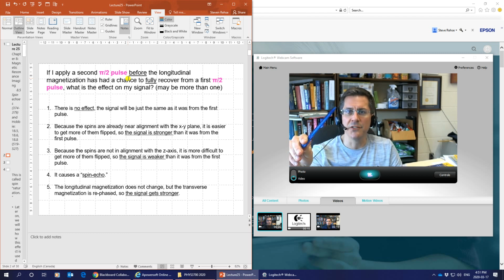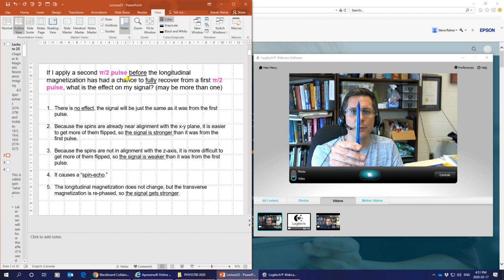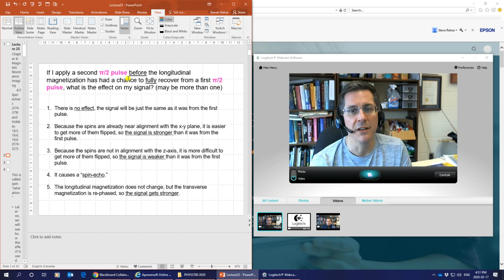Now, if you just leave the thing alone, then eventually that magnetization is going to come right back up to where we started, and it's pointing up towards the ceiling in z. But what I'm asking in this question is, you hit it with pi by 2, and if you don't give it a chance to recover, and then you hit it with another pi by 2 pulse right away, what's the effect on the signal? All right, you should have read about this phenomenon in the reading, so go ahead and hit pause now.